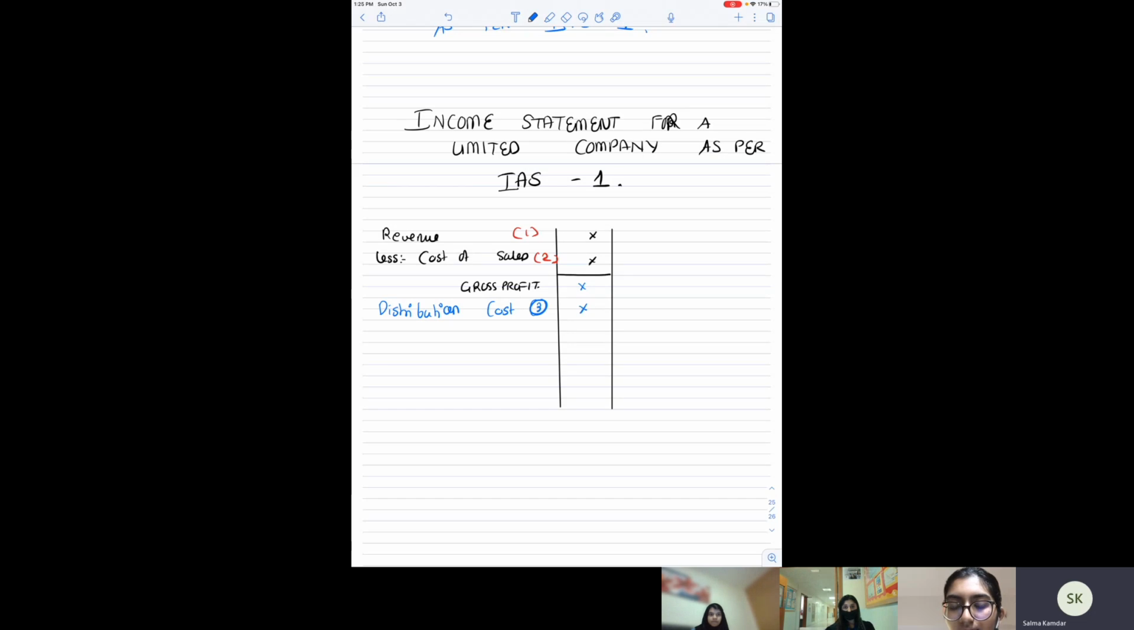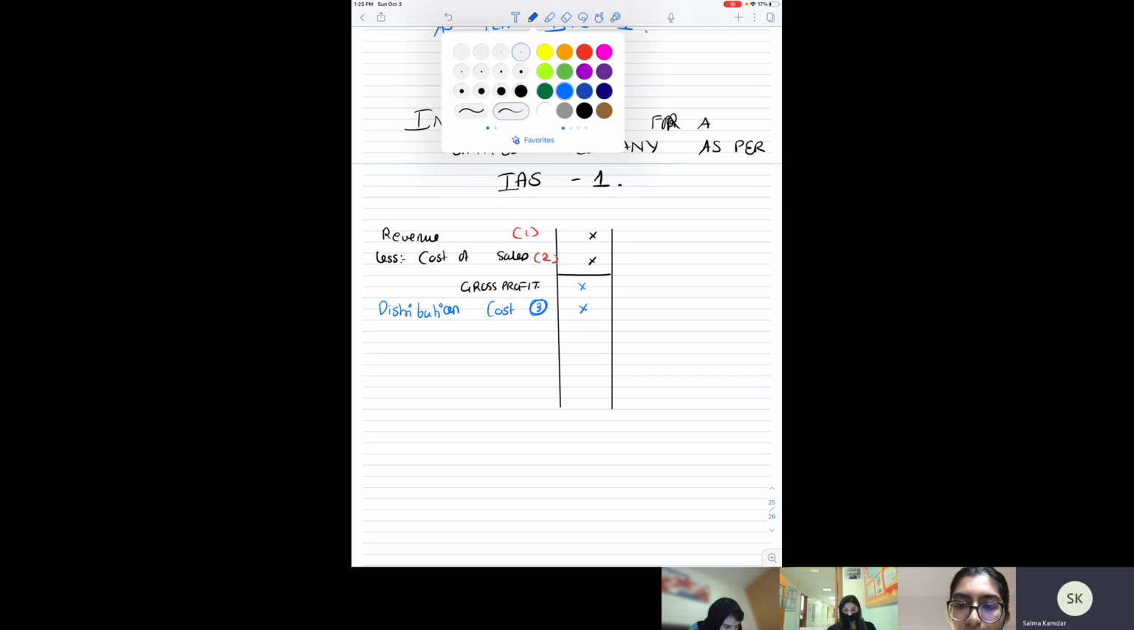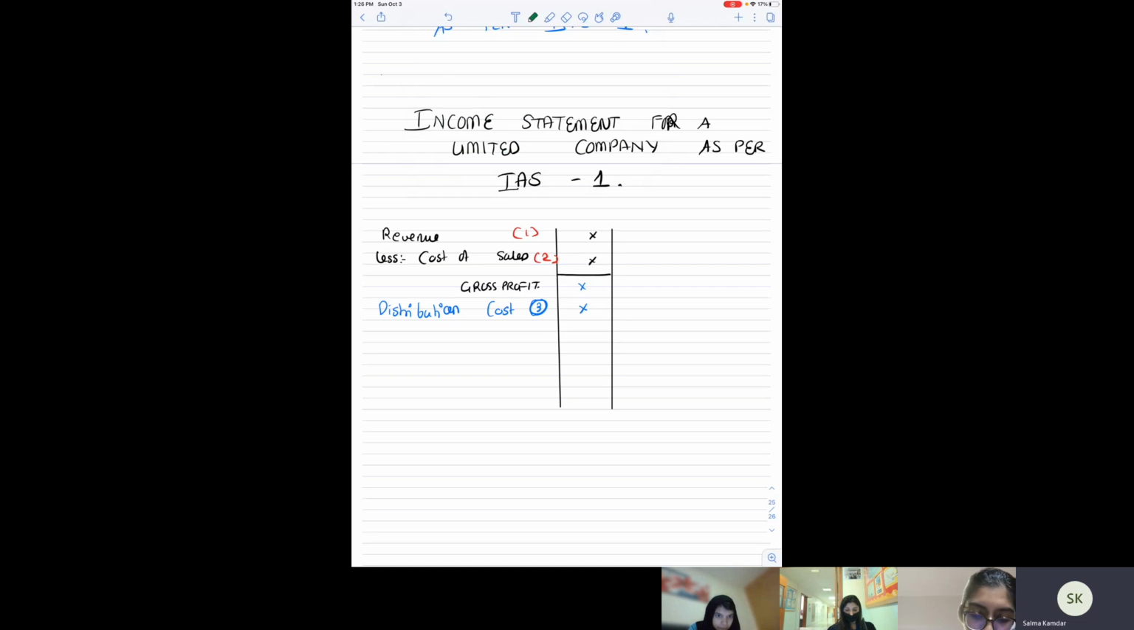Will selling cost form a part of distribution cost? No. Very good.